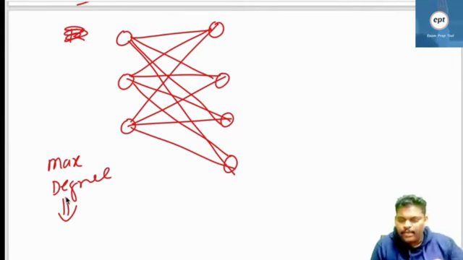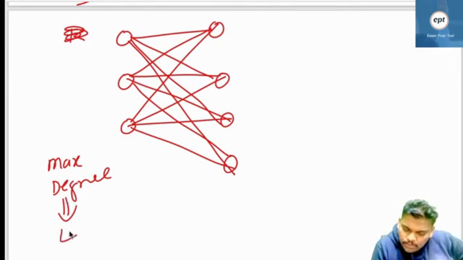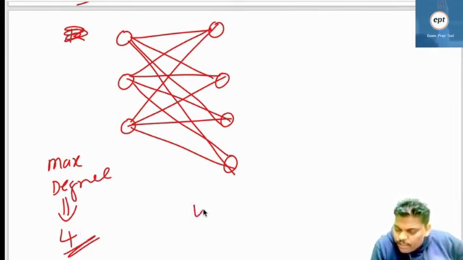Right. So maximum degree 4. See this one, this graph: maximum degree 4. Listen everyone now. So the answer should be either 4 or 5.